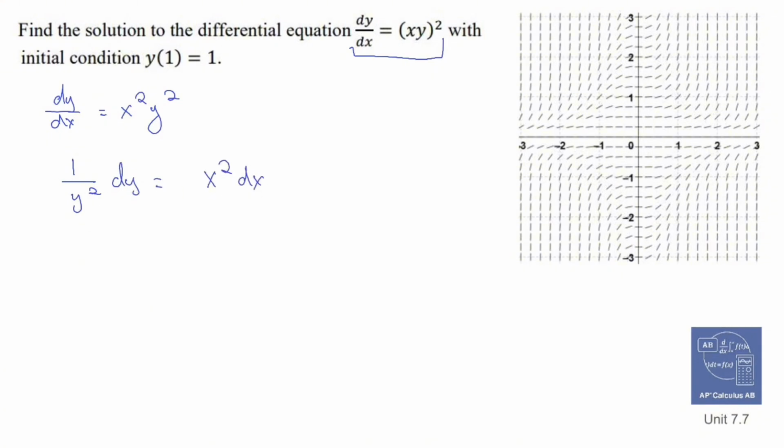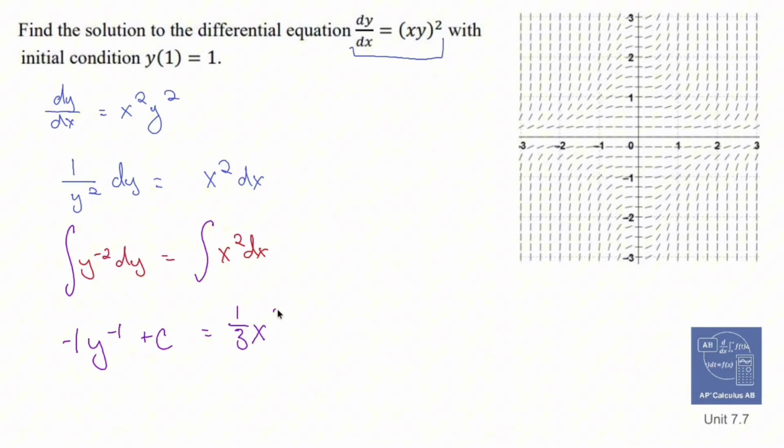Let's rewrite this guy one more time. y to the negative 2 dy equals x squared dx. Now let's integrate both sides with respect to their letters. Okay, so the integral of y to the negative 2 is going to be negative 1 times y to the negative 1, plus some arbitrary c, equals, let me see, x squared just becomes 1/3 x cubed plus some arbitrary c.